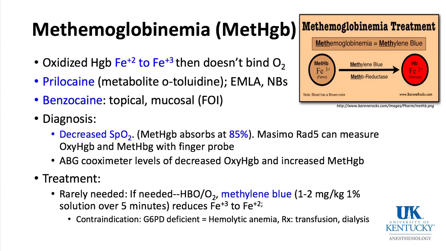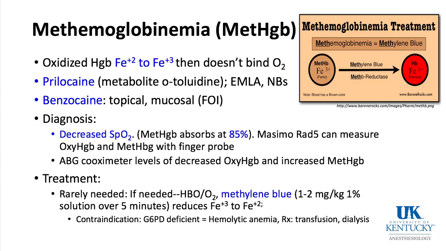The next topic is methemoglobinemia. Methemoglobin is the form of hemoglobin where the iron inside of it has been oxidized from Fe+2 to Fe+3. And methemoglobin doesn't bind oxygen. The graphic on the top right shows methemoglobin in brown, and blood has a brown color when methemoglobinemia occurs, and in red, the Fe+2 form of hemoglobin, which binds oxygen. And the treatment to convert methemoglobin Fe+3 to Fe+2 normal hemoglobin is methylene blue.